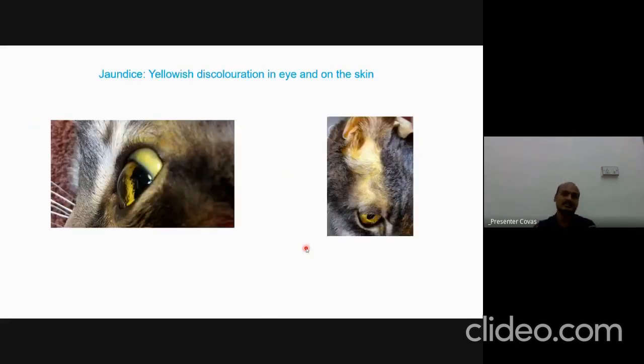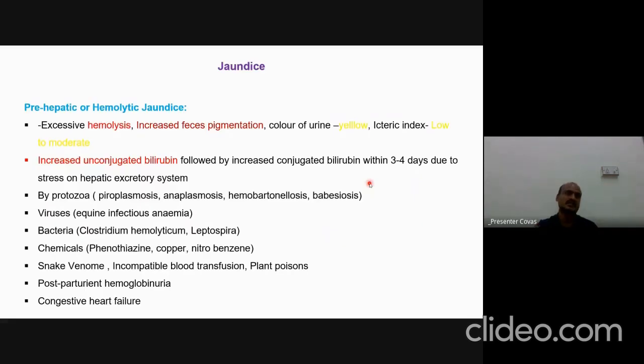We all know whenever we say the function of liver, everybody talks about jaundice. So we have yellow sclera and yellow skin, a yellow discoloration. Whenever we talk about jaundice, we talk about prehepatic, hepatic, and obstructive jaundice. In prehepatic jaundice, excess hemolysis is present, increased feces pigmentation is there, the color of urine is yellow, the icteric index is low to moderate, with increased unconjugated bilirubin followed by conjugated bilirubin within 3 to 4 days due to stress on the hepatic excretory system.